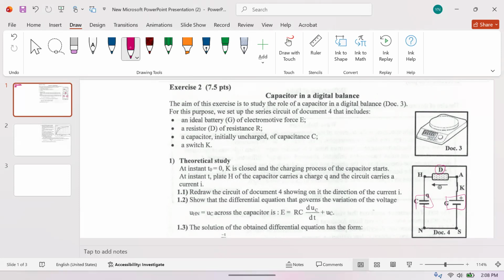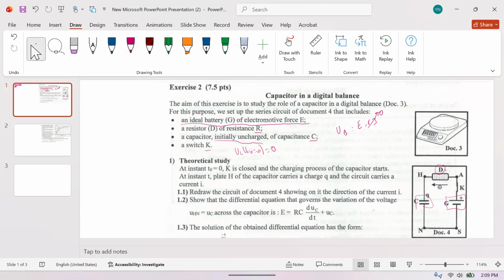Now here we have an ideal battery. I'm taking what I have in the given. An ideal battery G of electromotive force E. As I said before, EB equals E minus RI. Since we don't have internal resistance and the battery is ideal, we can simply say it equals E. A resistor D of resistance R. A capacitor initially uncharged, which means that at the beginning, at t0 equals 0, the voltage of the capacitor was 0, of capacitance C, and the switch K.